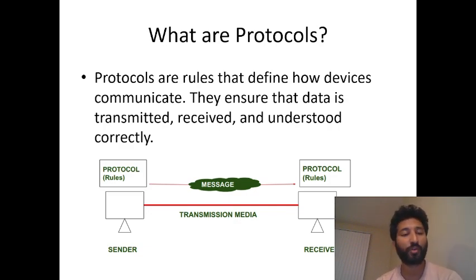Networking protocols are nothing but rules that define how devices communicate. They ensure the data is transmitted, received and understood correctly. For example, this is an Apple laptop and this is a Windows phone. If you want to interact with the two devices, I would like to use the WhatsApp web browser in the internet of the Mac laptop.